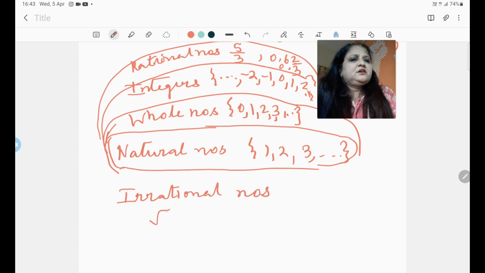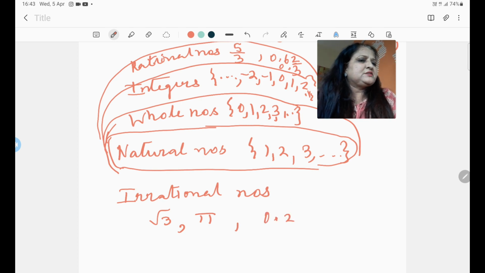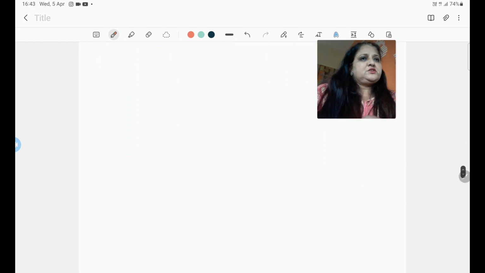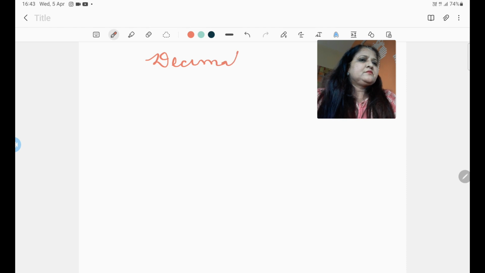Irrational numbers are root 3, pi, or any number in decimal form whose representation is non-terminating and non-recurring. It goes on till infinity. I hope the concept is clear up till here. Now by looking at the decimal expansion of a number, we are able to make out whether the number is rational or irrational. Decimals can be of three types. First, I'll draw the flowchart of decimals.